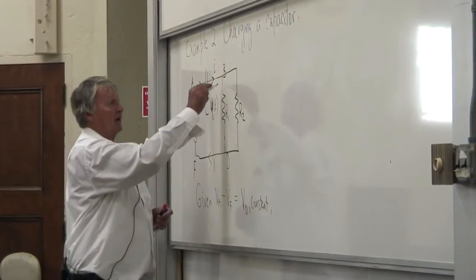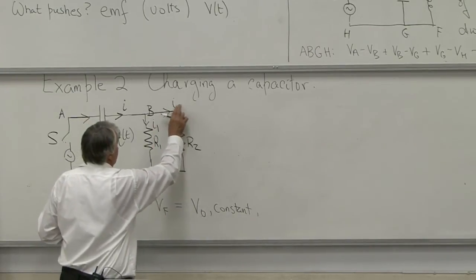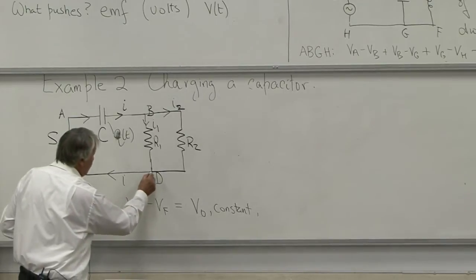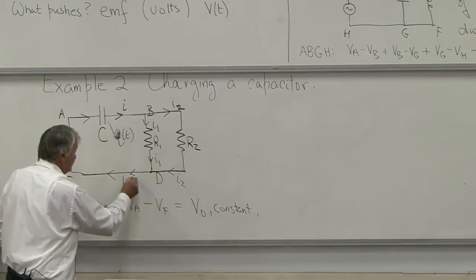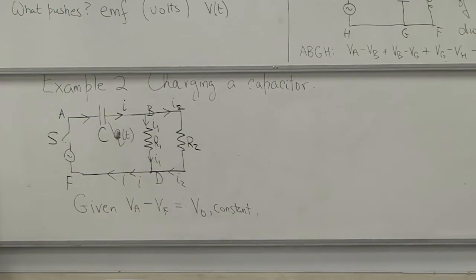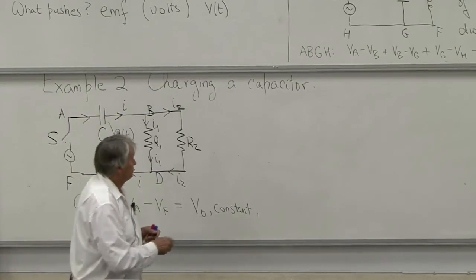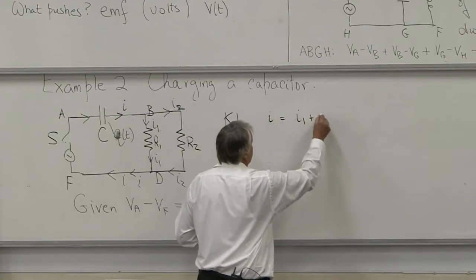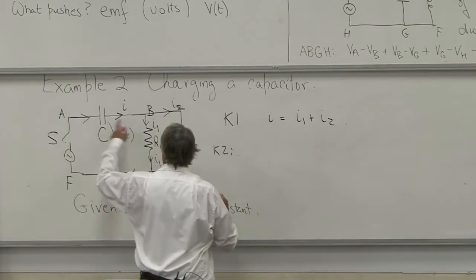It splits now. I1 goes this way, I2 goes this way. Now we have a splitting of currents. When you come back down here, I2 coming in meets I1 coming down, so you'll just have I going out there. What's the relation between I1 and I2? Right, so K1 tells me that I is I1 plus I2.